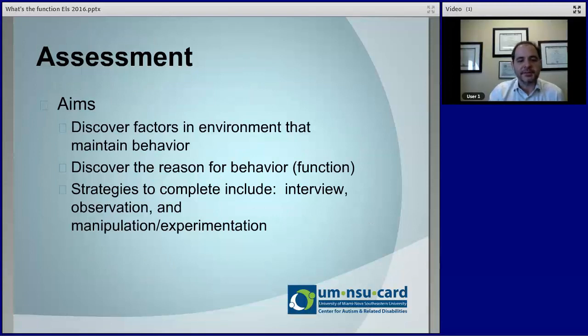And so the aim of this assessment, like I said, is to discover the factors in the environment that maintain behavior. And remember, there is a reason why behavior is occurring. That's the first part that we have to sort of agree to, is this is happening for a reason. Now let's figure out that reason. And so we're going to discover that reason. We're going to discover that function. And the strategies to do that include the interview process, observation, and, when it's warranted and when time and resources allow, we will do a manipulation or an experiment to try and figure out if something really is, in fact, maintaining problem behavior.